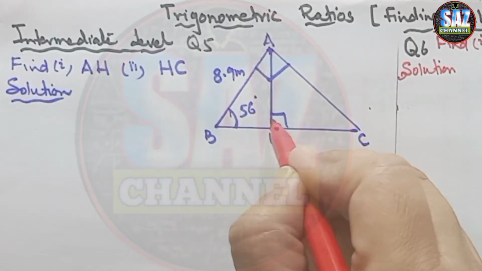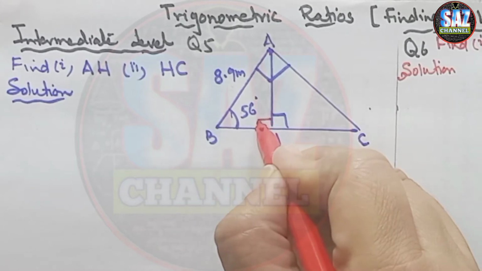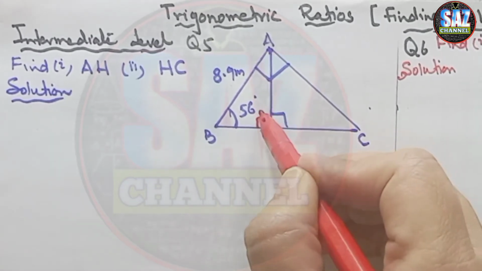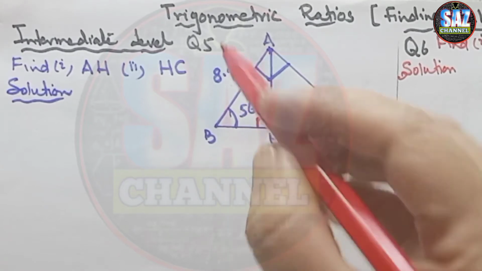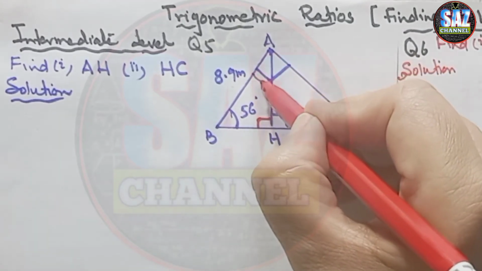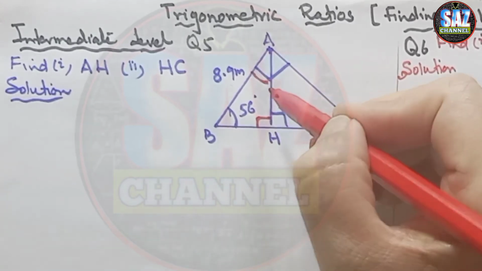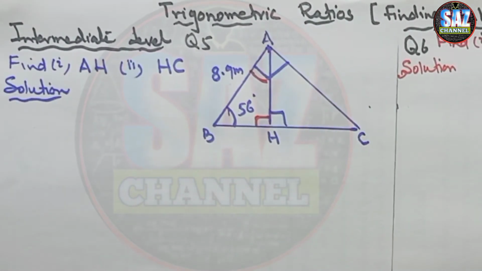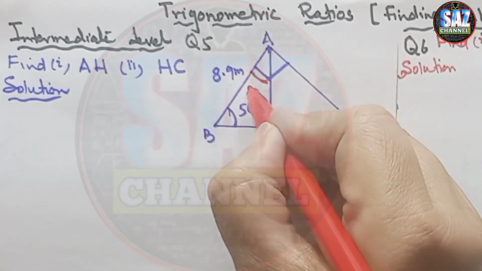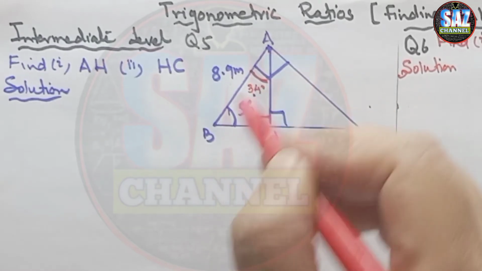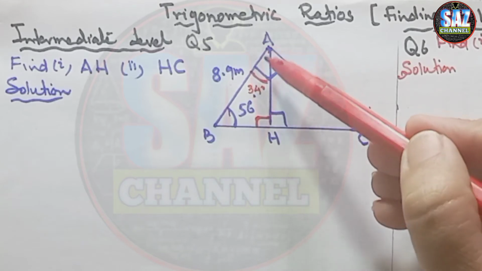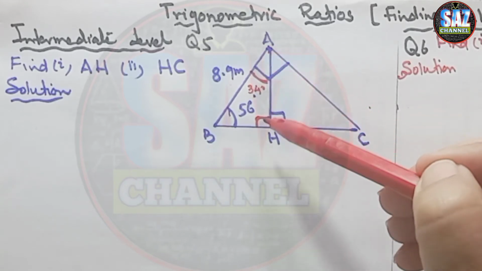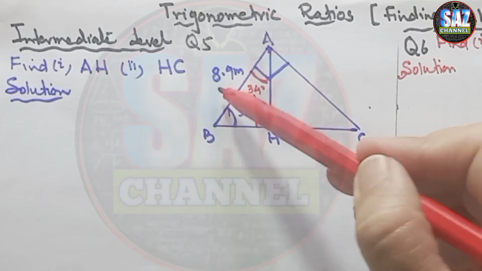8.9, because this is a 90-degree angle, so due to the adjacent angles, this will also be 90 degrees. And if this is 90 degrees and this is 56 degrees, if we need to find this angle of triangle ABH, that we can easily find, that is 90 minus 56, and this is 34 degrees. We can make use of this angle in our further problems. Now with the reference of 56, AH is opposite and 8.9 is hypotenuse.